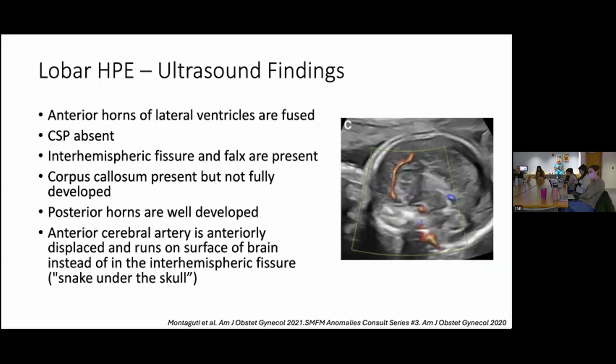And as a result of the fused anterior horns, the anterior cerebral artery is pushed externally and will run on the surface of the brain rather than in the interhemispheric fissure. They call this the snake under the skull sign. And this is an ultrasound image of that.